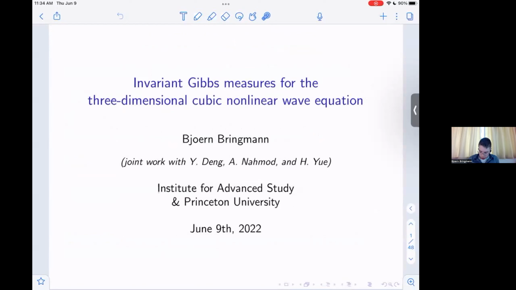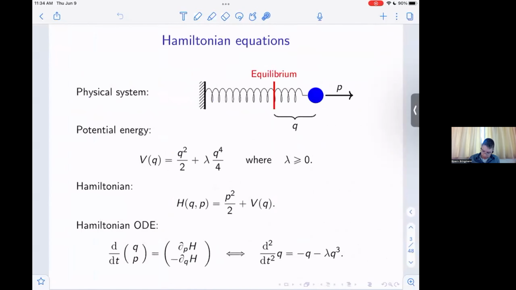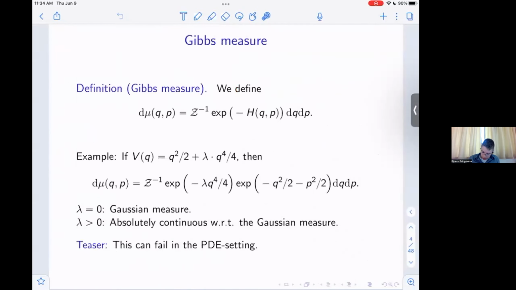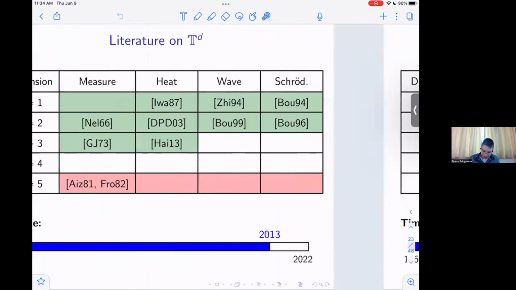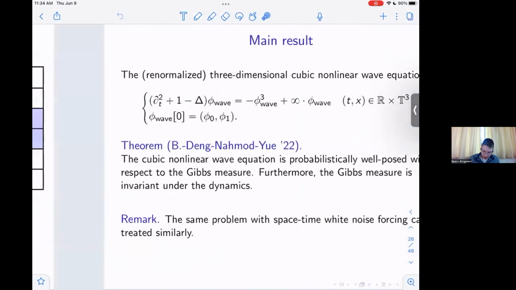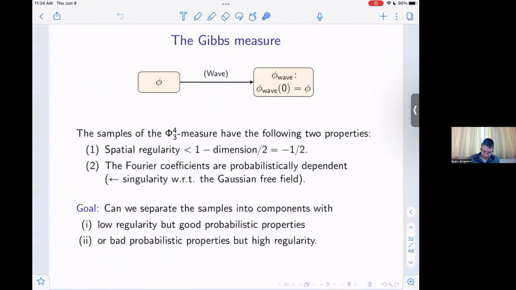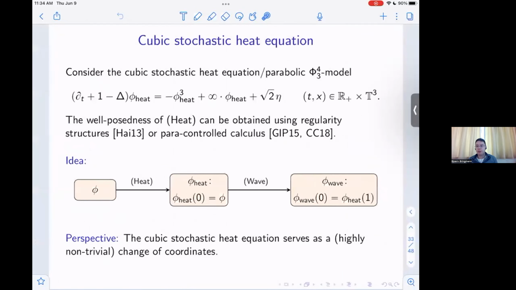Oh, I'm not sure how this skipped. Sorry. Yeah, so here you see that this literature overview was not a good idea from the number of slides standpoint. Yeah, sorry about that. Okay, so this has been treated now using this kind of framework.